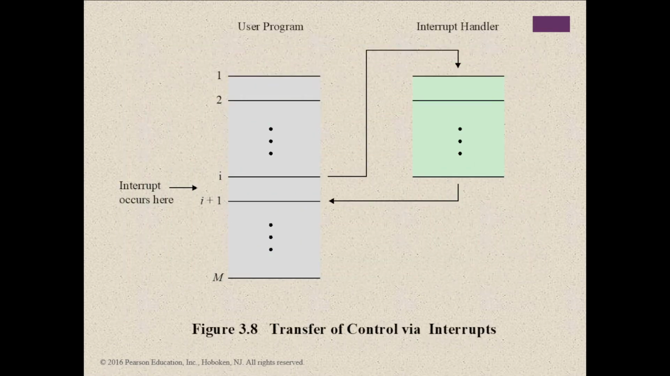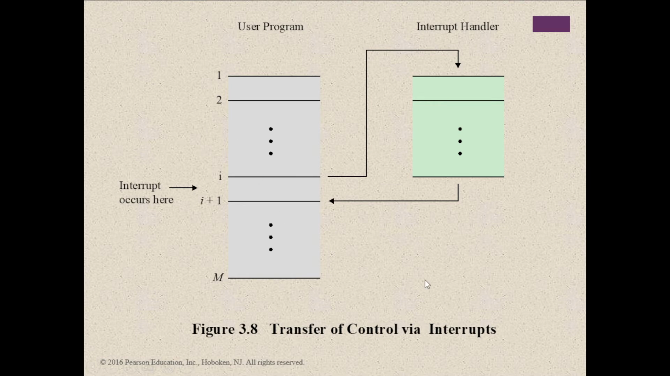Okay, next we have figure 3.8, the transfer of control via interrupts. From the point of view of the user program, an interrupt is just that, an interruption of the normal sequence of execution. That is why it is called an interrupt. When the interrupt processing is completed, execution resumes, as you can see in the figure. Thus, the user program does not have to contain any special code to accommodate interrupts. The processor and the operating system are responsible for suspending the user program and then resuming it at the same point. That's why interrupts are also discussed in the discussion of operating systems.